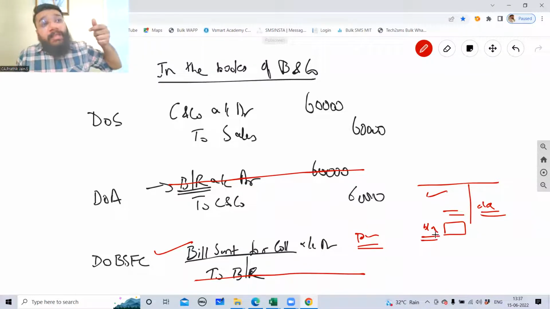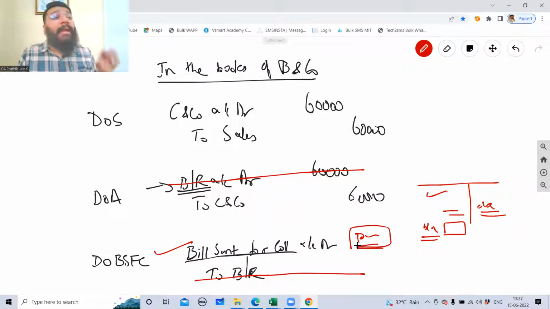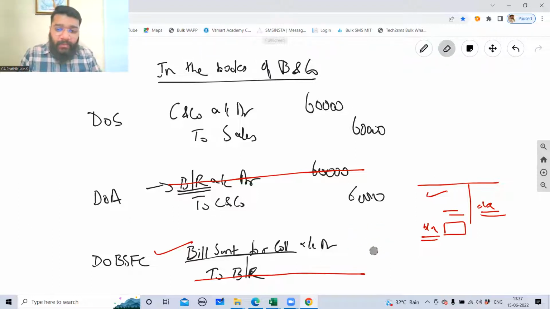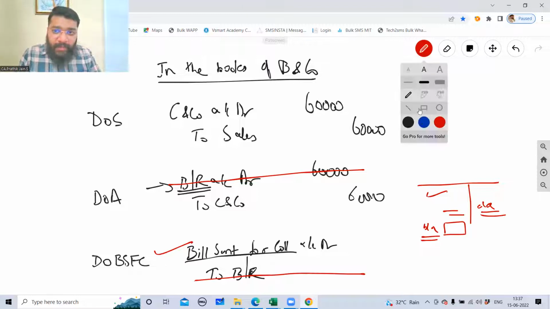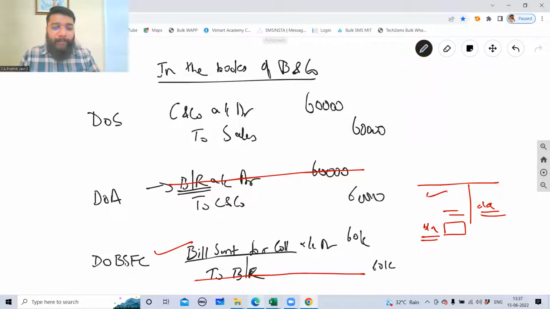So this will go and sit in your balance sheet on the asset side. This is an indication that this money has to come from the banker. The bill is sent for collection. This is an indication that money has to be received from the banker. That is why we create an account called bill sent for collection. 60,000 and 60,000. Any problem here? Any problem?